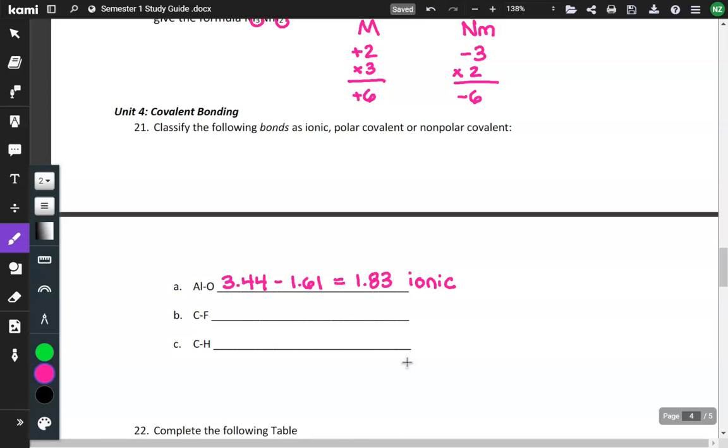C and F. So F is 3.98. C is 2.55. And if I subtract 3.98 minus 2.55, I get 1.43, which is polar covalent. And the last one, C and H. So C is 2.55. Hydrogen is 2.10. And if I subtract these, I get 0.45, which is nonpolar.